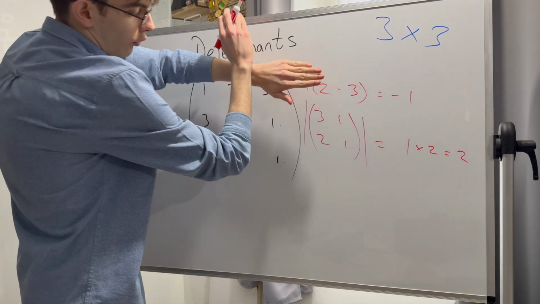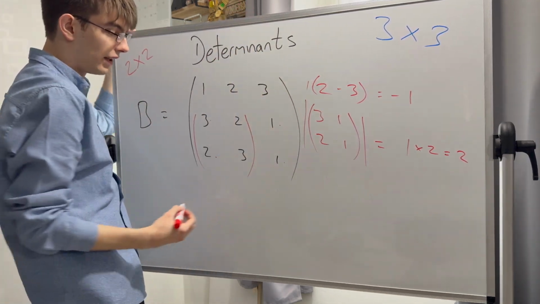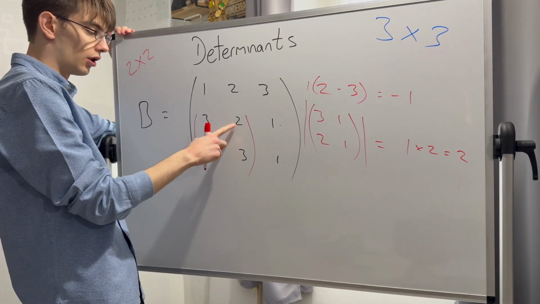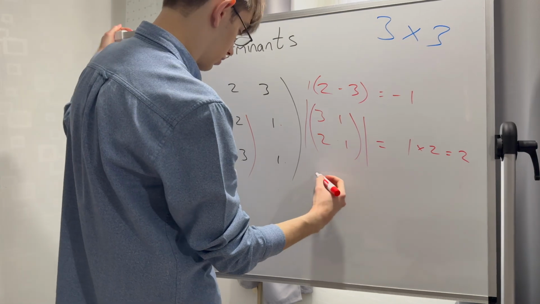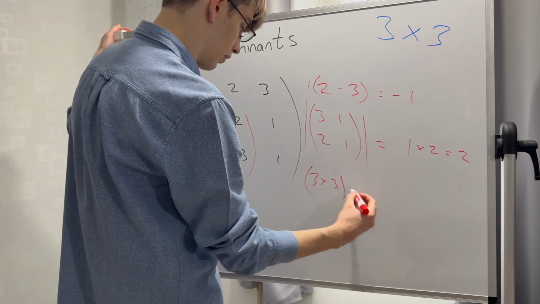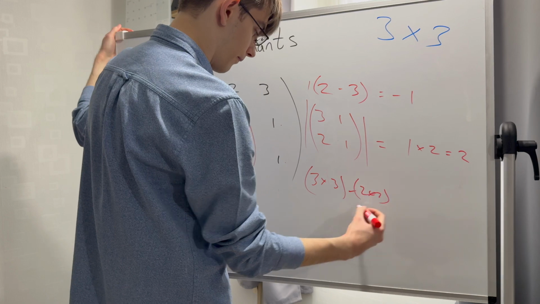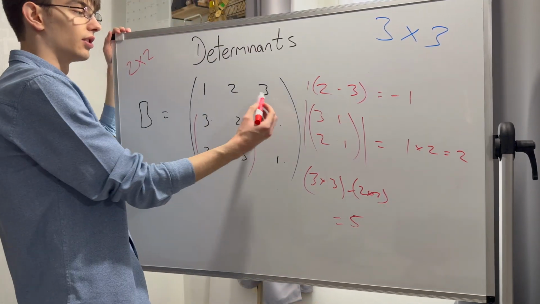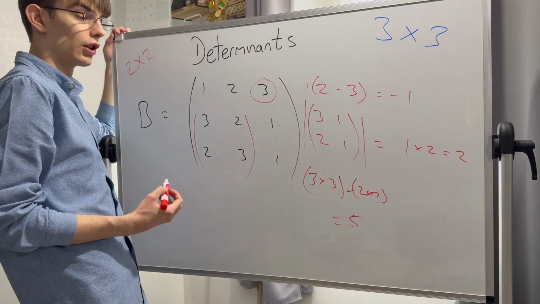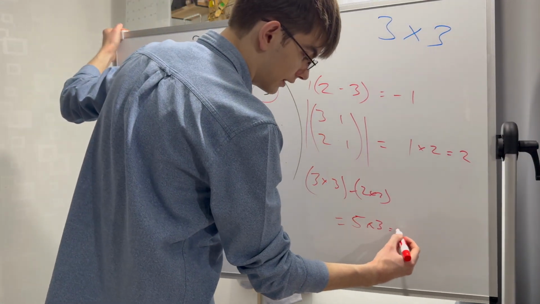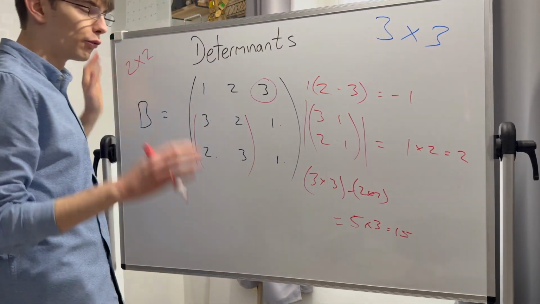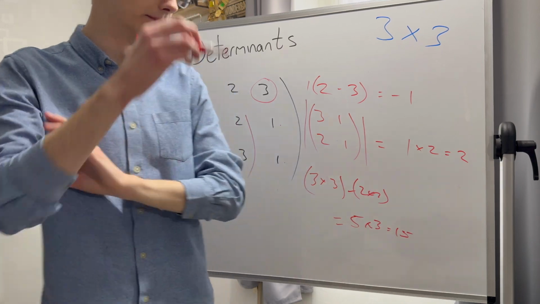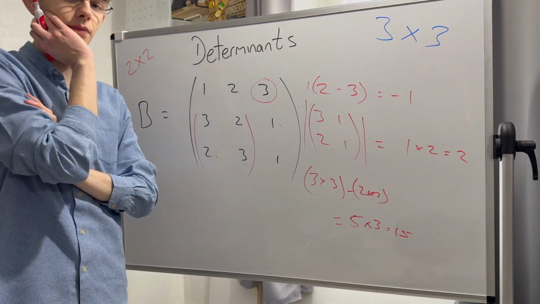Then I do the same thing with the 3. I cover the row and the column with 3 and I'm left with this matrix here. I find the determinant of that: 3 times 3 minus 2 times 2. So 9 minus 4 is 5. Once again, I multiply it by the value that I crossed out, times 3 is 15. So I have 3 different determinants here: minus 1, 2, and 15. So what do I do with them?